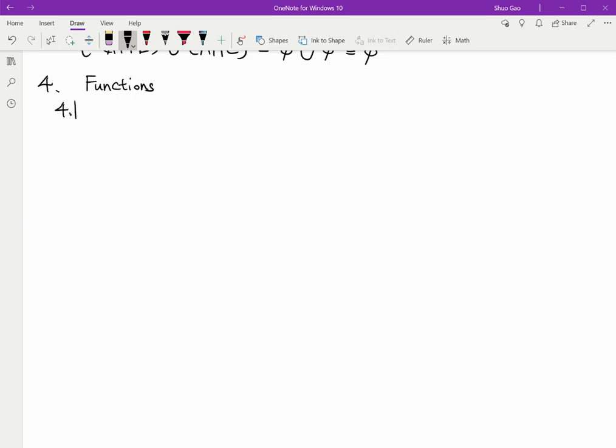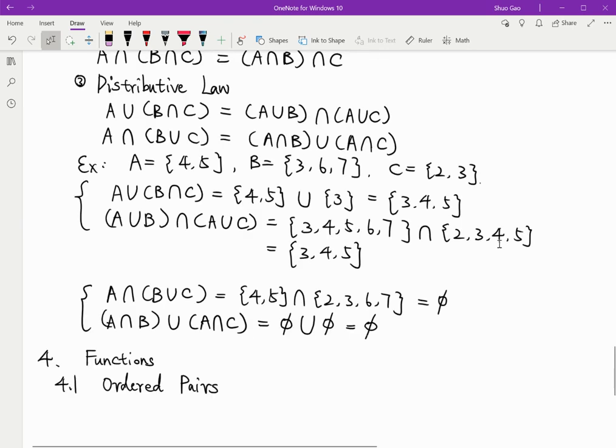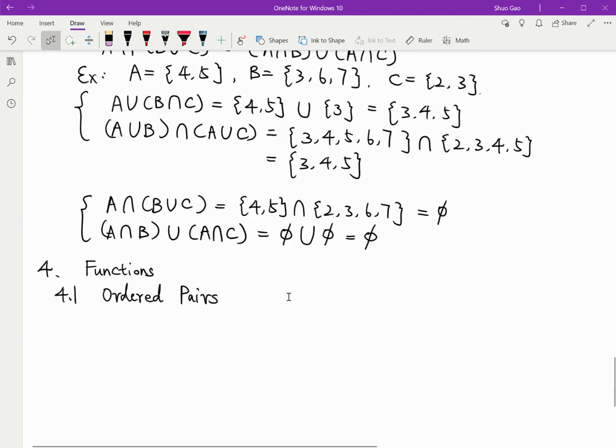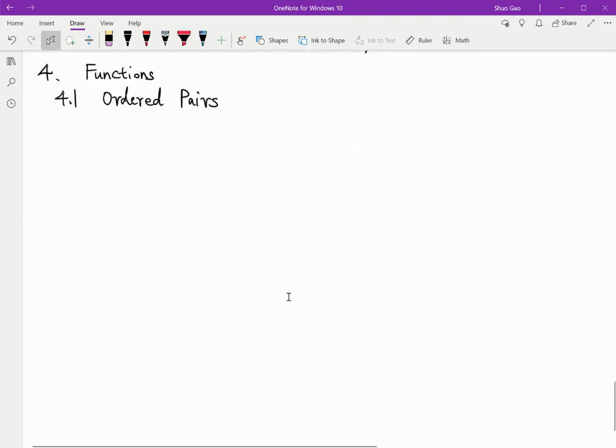So first, let's talk about ordered pairs. Ordered pairs mean order does matter. Right? In the set, we say that whether it's 4, 5 or 5, 4, it doesn't matter because the order doesn't matter. It just means there are two elements here. One is 4, one is 5. But who is ahead of whom doesn't matter. So this is a set. But for the functions, the order does matter.